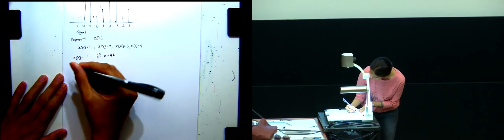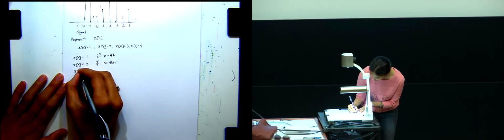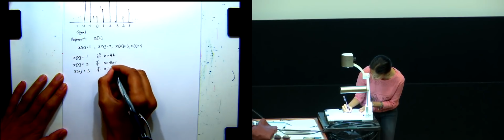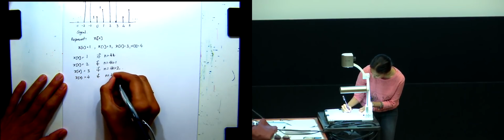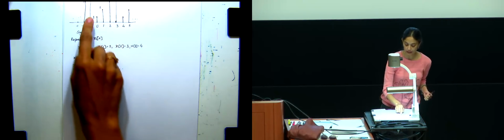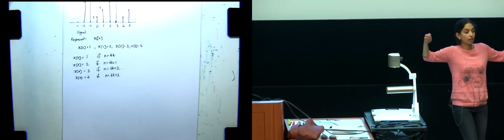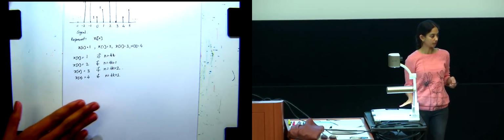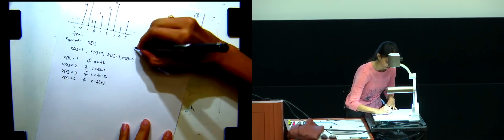x of n is equal to 2 if n is equal to 4k plus 1. x of n is equal to 3 if n is equal to 4k plus 2. And x of n is equal to 4 if n is equal to 4k plus 3. Right? And by this compact writing, I can actually represent an infinite number of samples of this signal, right? Sometimes I'll use the word sample of a signal, and by that I'll mean the signal value at time 0, or the signal value at time 1. So we can represent all of the values of this signal using this rather compact way of writing. Okay, so we have this, and now let's think about what we receive.